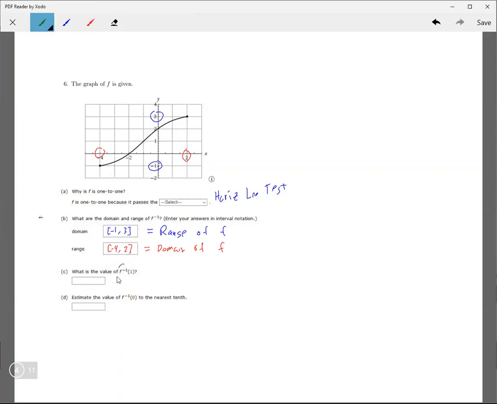Okay, next one, what's the value of f inverse of 1? Well, what you have to do is you come over to this one here, and you come back, and that's going to be the value right there. So it's going to be -1.